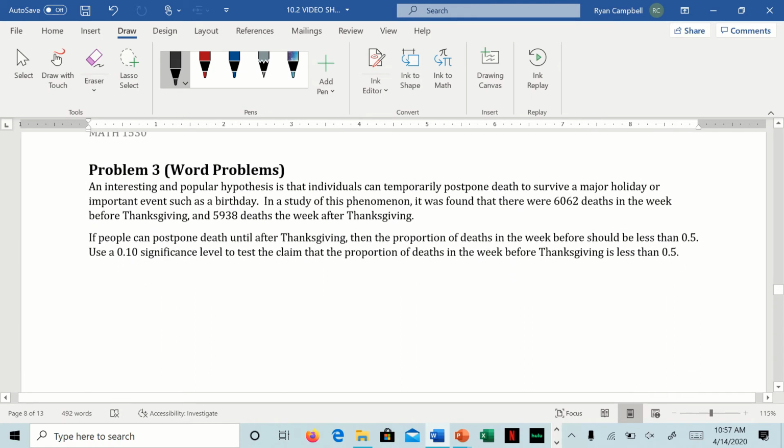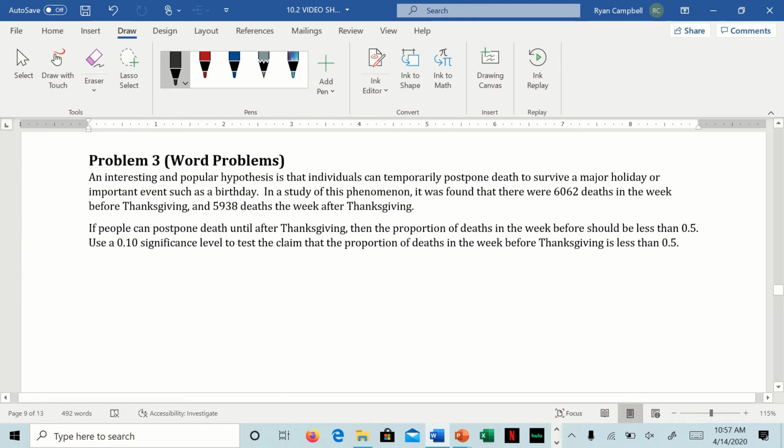All right, number 3. So here's a pretty sad example. An interesting and popular hypothesis is that individuals can temporarily postpone death to survive a major holiday or important event such as a birthday. To study this phenomenon, it was found that there were 6,062 deaths in a week before Thanksgiving and 5,938 deaths after Thanksgiving.